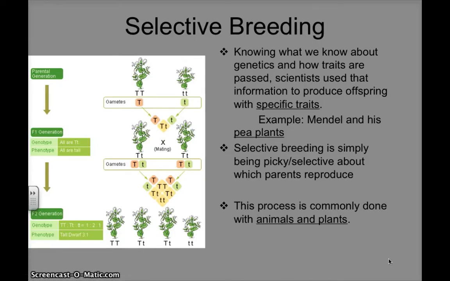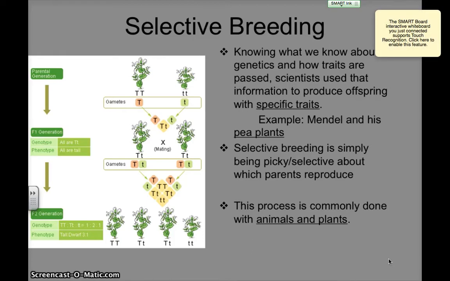An example of this in traditional genetics is a scientist named Mendel. What he did is he took different pea plants and he bred them together to determine what the offspring could be. And based on those studies, now we've realized what potential offspring we can have with different parents. This allows us to be a little bit pickier or selective about which parents reproduce in order to get an outcome or offspring that we want. Usually you see this done with animals and plants.